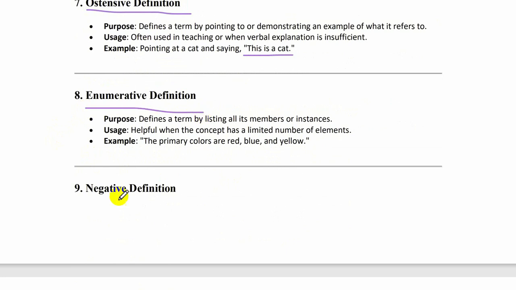Enumerative definition defines a term by listing all its members or instances. So when we define an entire class or all its members of one particular thing, it is known as enumerative definition. Helpful when a concept has a limited number of elements. The primary colors are red, blue and yellow. So that is enumerative definition because it brings in individual instances of red, blue and yellow, or it can list all colors. If we ask what are all colors, then it will give you the list of all colors.